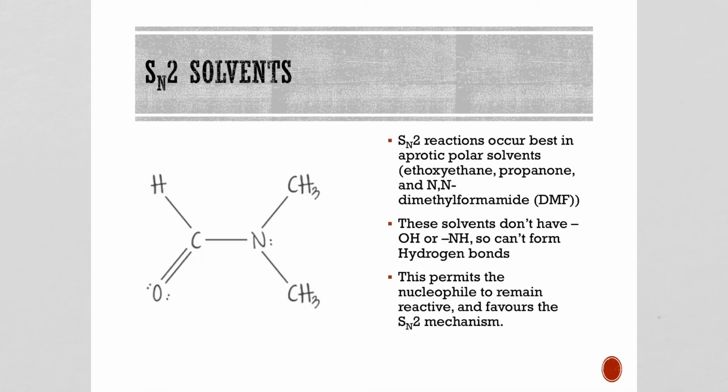On the other hand, SN2 reactions occur best in aprotic polar solvents, so ethoxyethane, propanone, and N,N-dimethylformamide, or DMF. These solvents don't have hydroxyl or amino groups attached to them, so they can't form hydrogen bonds. So that will allow the nucleophile to remain reactive and favors the SN2 mechanism. So it does allow for backside attacks.